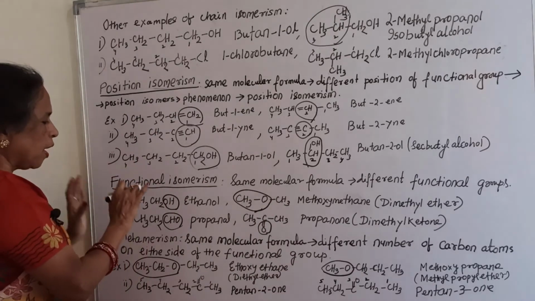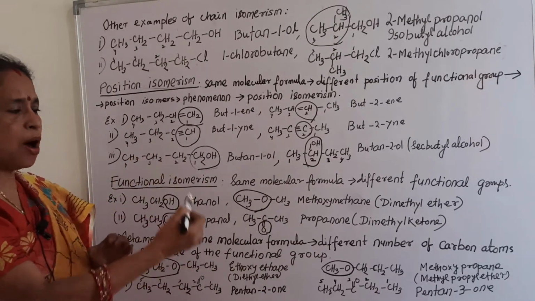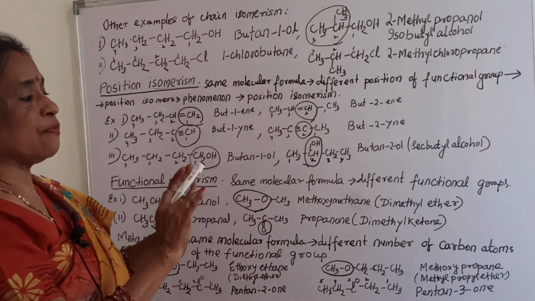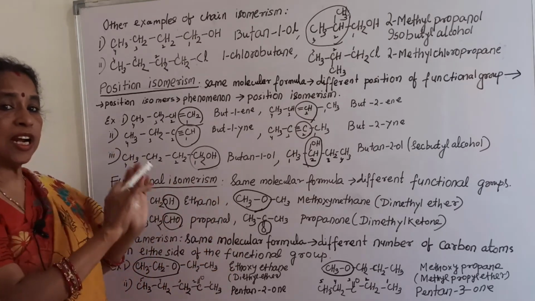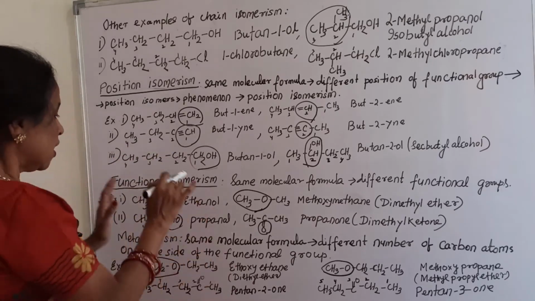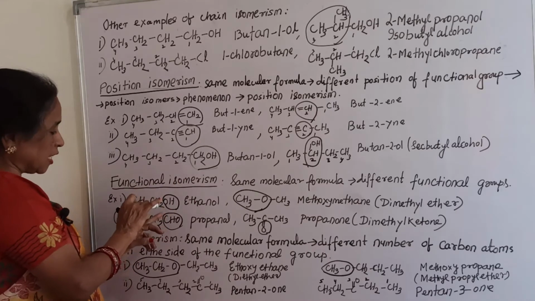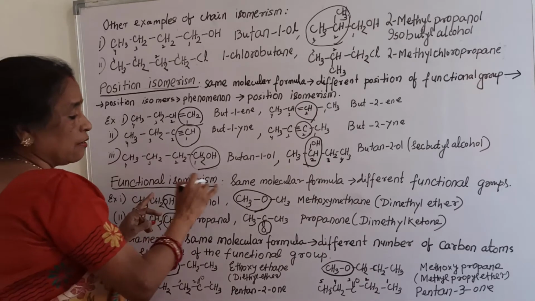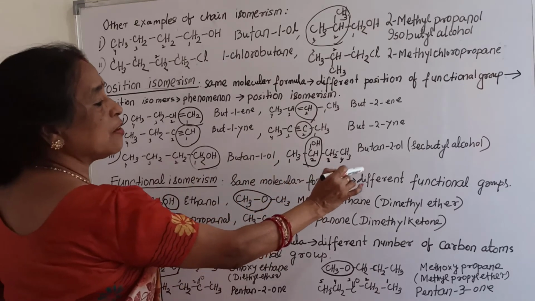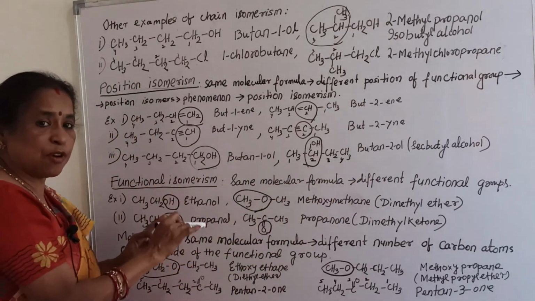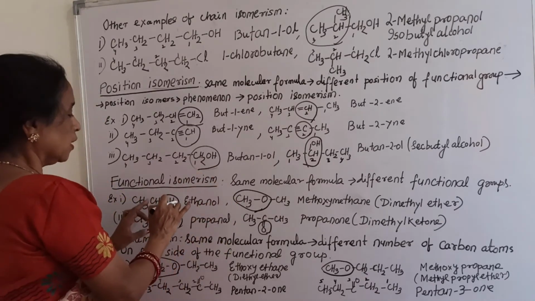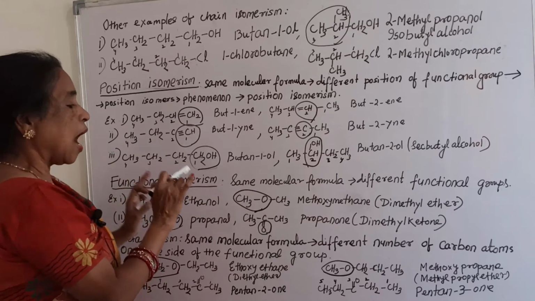Then come to functional isomerism. What is functional isomerism? Same molecular formula but different functional group. Here you will check what the functional groups are and whether their molecular formula is the same or not. Now the first example: OH group is there, where its isomer contains an ether group. Here the functional groups are different, but they have the same molecular formula. So these two are functional isomers.